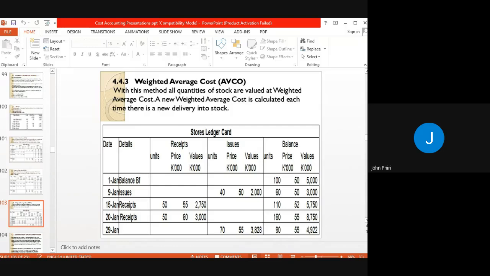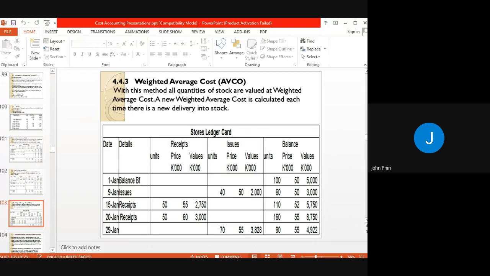When you multiply 55 by 7, 7 by 5 is 35, so 3,850. Good. So that's the amount of money which you should put there. That should be just a typo error. But if you were using the one I was telling you about, where you just add the prices and divide by 2, you may end up with some numbers which are not straight like that.